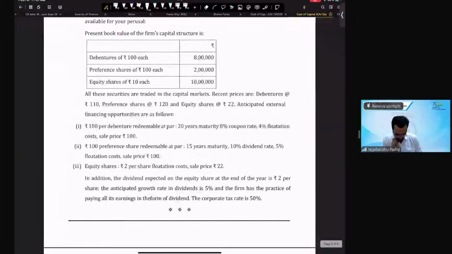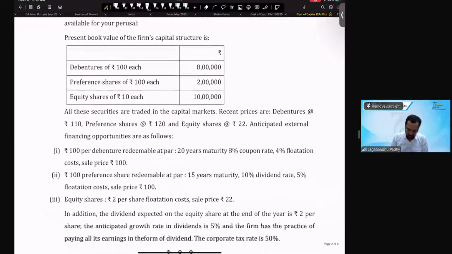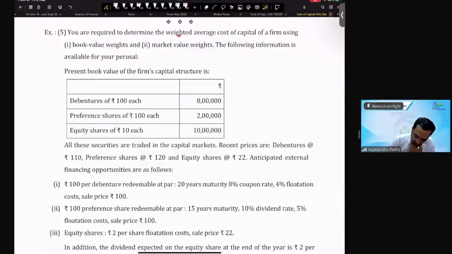Great. Now let's look at question number 5. They've asked us to calculate the weighted average cost of capital using book value and market value rates. The weighted average we'll see later on. Right now, we have three sources of funds: debenture, preference share, and equity shares. All the securities are traded in a capital market, and the current market prices of debenture, preference share, and equity shares are given.